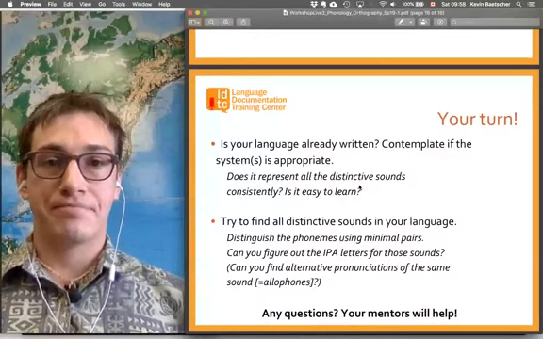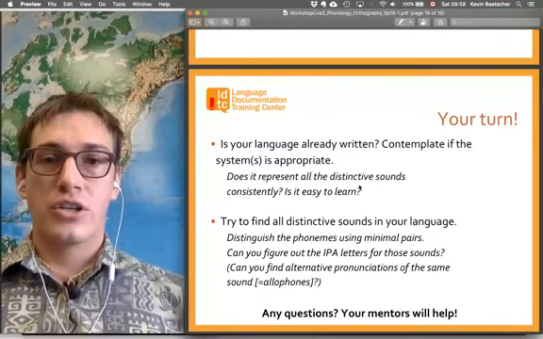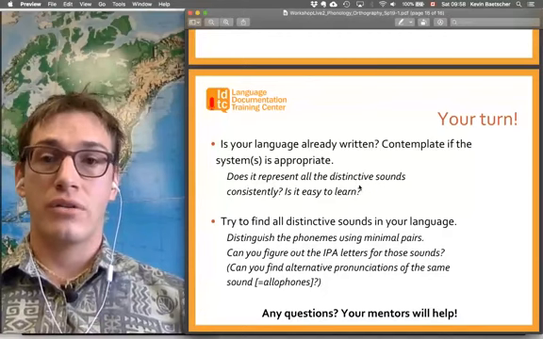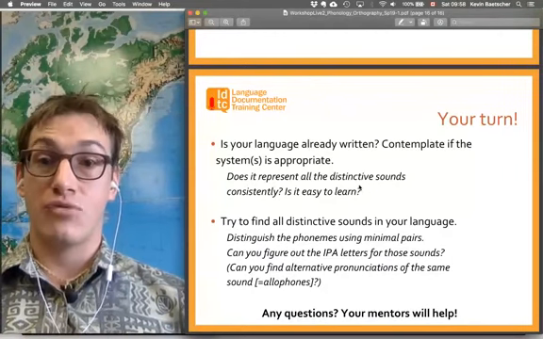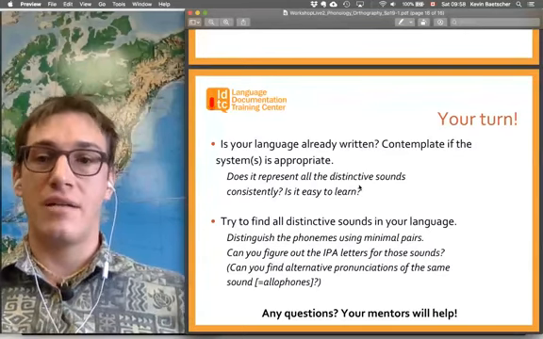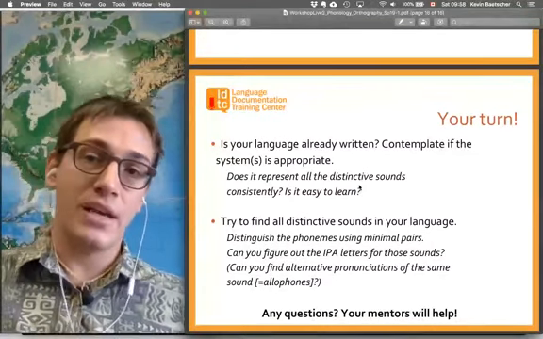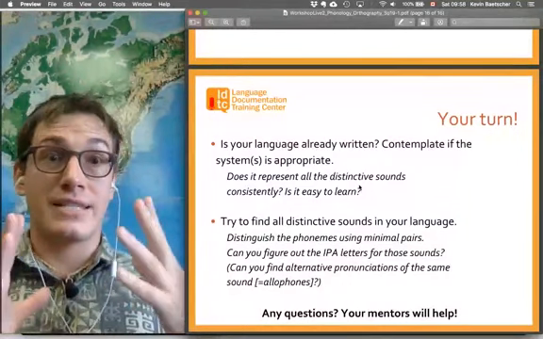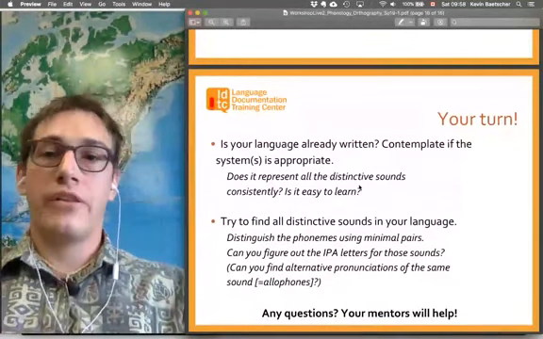So first of all, like I said before, you should be aware of how or if your language is written. It probably is written in some way or another. In some cases, your language won't be written, but probably it is. Is there only one system that people use? Is there a standard way of writing it? Or are there different systems?